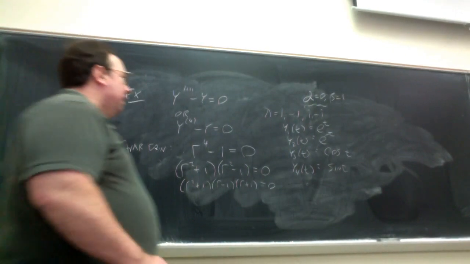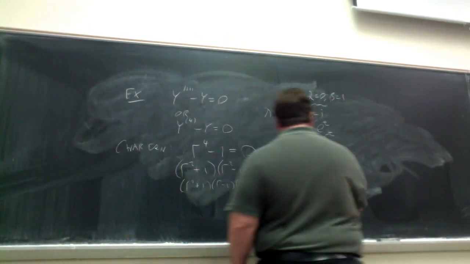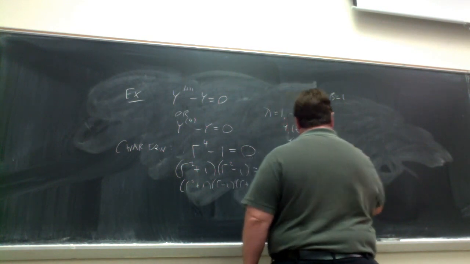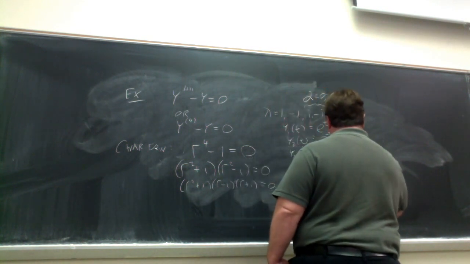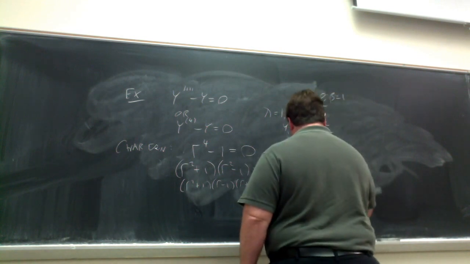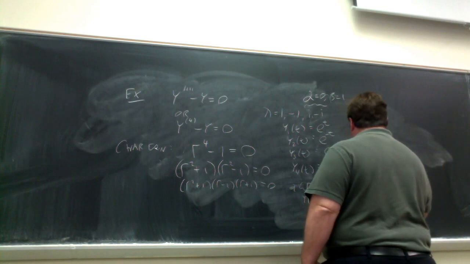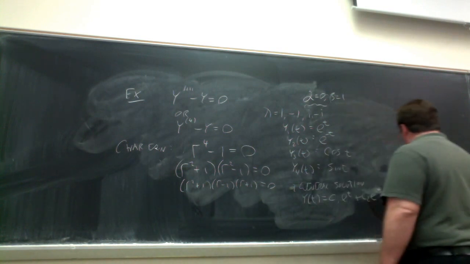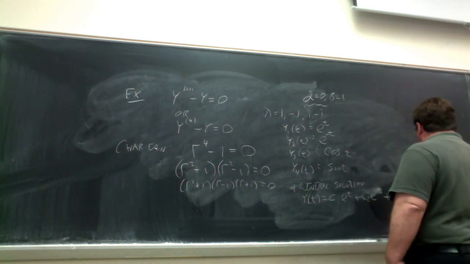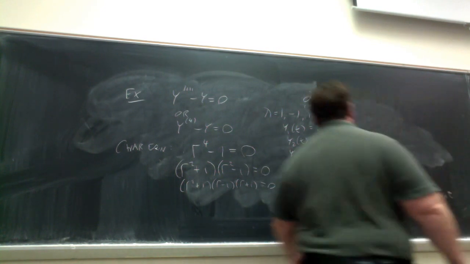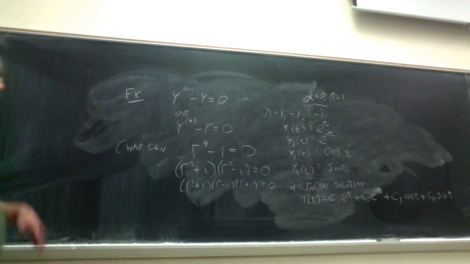So now we can write down the general solution: constant e to the t plus constant e to the minus t plus constant cosine t plus constant sine t. And you're done, unless there are additional conditions, of course.